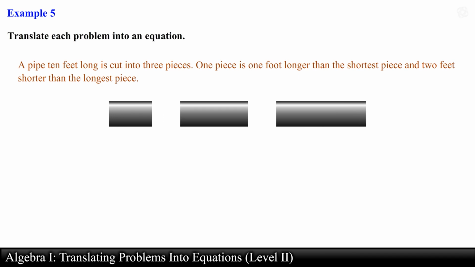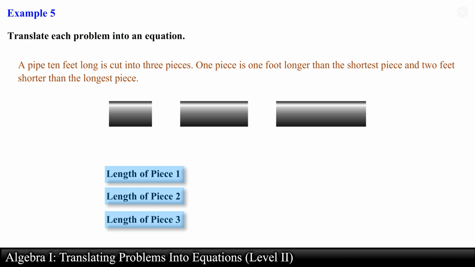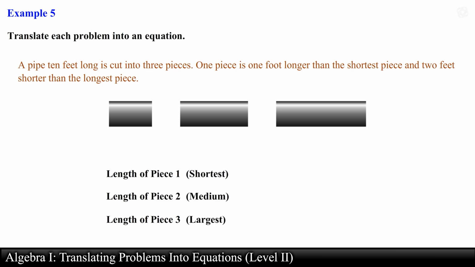Let's first start by identifying the unknowns. In this example, we have no idea how much each of the pieces measure. So the length of each of the pieces will be our unknowns. Next, let's go ahead and assign variables to each of the unknown lengths. Because we have 3 distinct pieces, we will label them as the shortest, medium, and longest piece, so we can easily distinguish them. From the second sentence, we're told that one piece is 1 foot longer than the shortest piece.